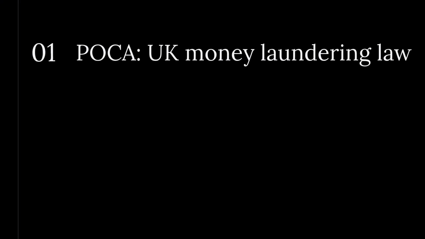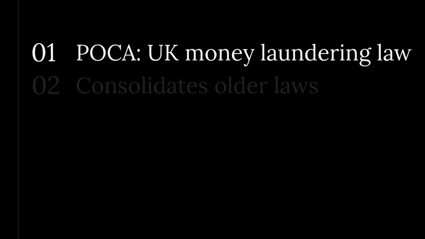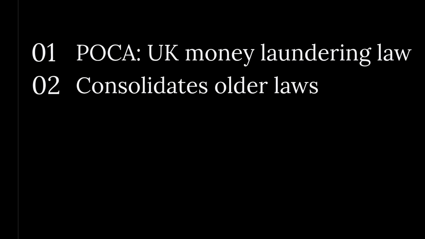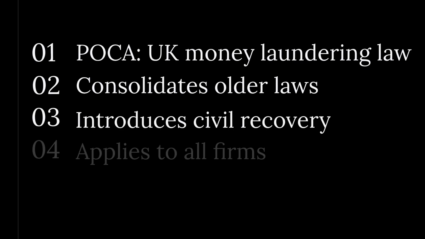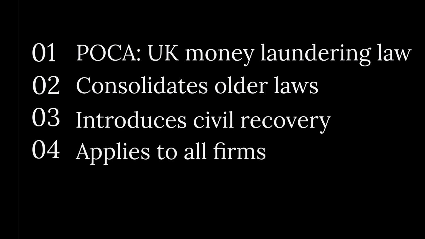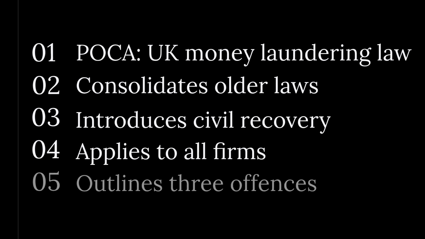The Proceeds of Crime Act is the UK's primary money laundering law. It consolidated older laws and introduced civil recovery and SARs. POCA applies to everyone, not just regulated firms. It outlines 3 main offenses with severe penalties. These offenses include concealing, arrangements, and acquisition.